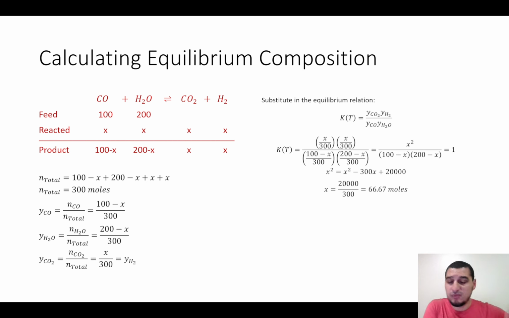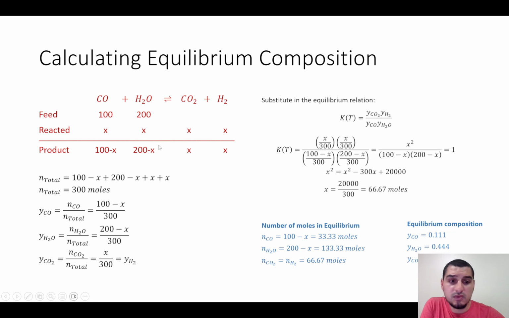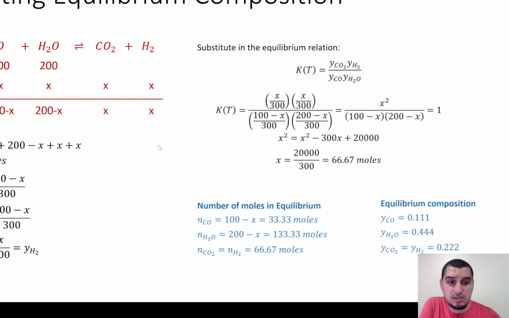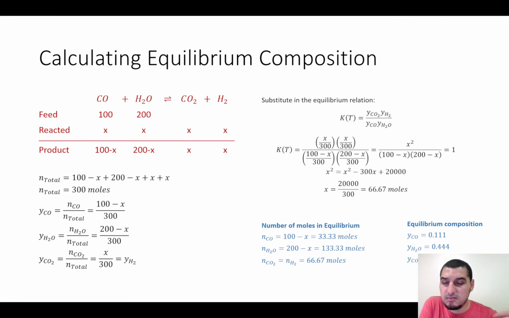And if we know X, then we know the number of moles of the products, carbon dioxide and hydrogen, and all the components. And we can calculate the mole fractions of each one of them, which are these numbers here. Okay. So it's pretty simple. It just needs some imagination for how we can start by putting this X here.